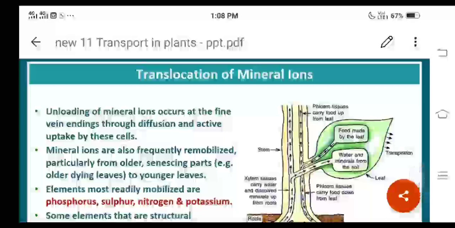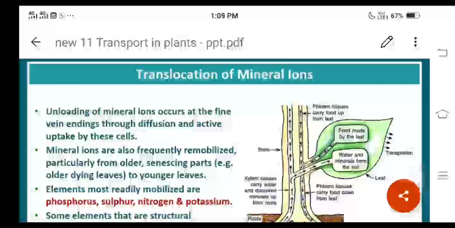And remember, we have to understand how the unloading of mineral ions occurs, right? Unloading means when they reach a particular target site. Unloading of mineral ions occurs at the fine vein endings. Vein endings means this is in case of the leaves. Unloading of mineral ions occurs at the fine vein endings through the diffusion process. But how will the cells receive these molecules? While receiving, the ions are received by the tissue or cells by active uptake, right?